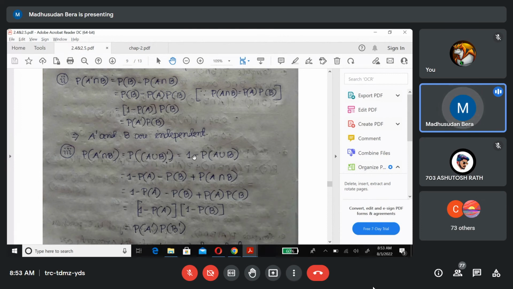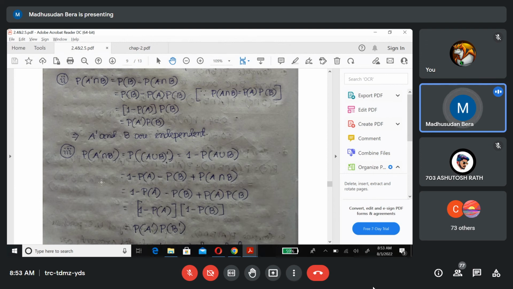Then by complementation, 1 minus P of A union B. The formula for P of A union B is PA plus PB minus P of A intersection B, which we have put. Again, due to independence, P of A intersection B is PA into PB. Then this is 1 minus PA into 1 minus PB. The first one is PA dashed, the second one is PB dashed. That way it is done.